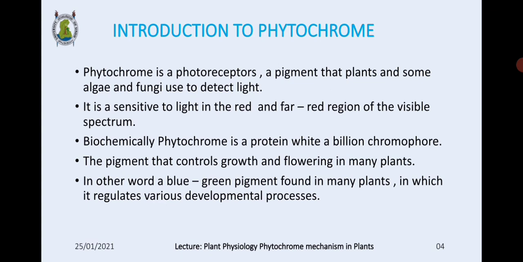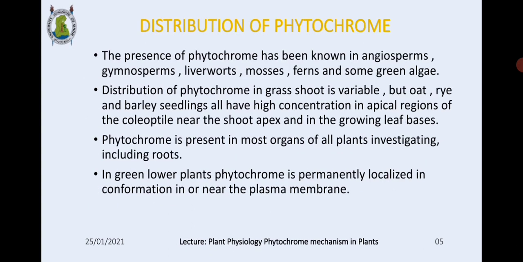So first of all, phytochrome is also known as a photoreceptor. This is a pigment that plants, some algae and fungi use to detect light. It is sensitive to the light, and it affects the proper growth of the plant.